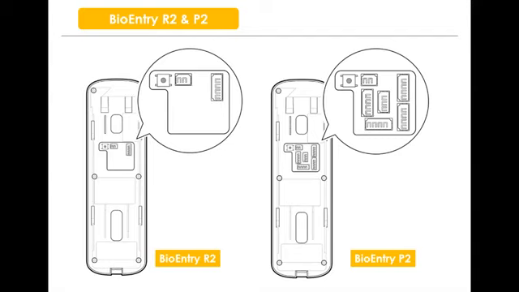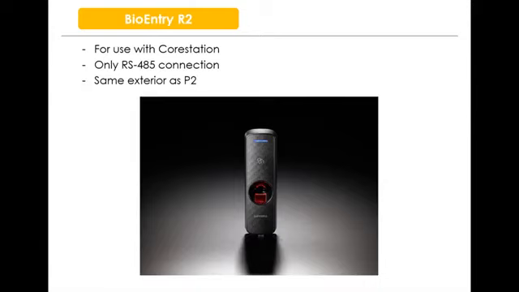R2 has a power port and RS-485 port only, unlike P2. R2 is our new dummy reader device, which only has an RS-485 connection. It has the exact same exterior as BioEntry Plus 2, but is a stripped down version. If you are going to use Core Station, this device would be perfect for your setup because you only need to send the card and fingerprint data to the master.